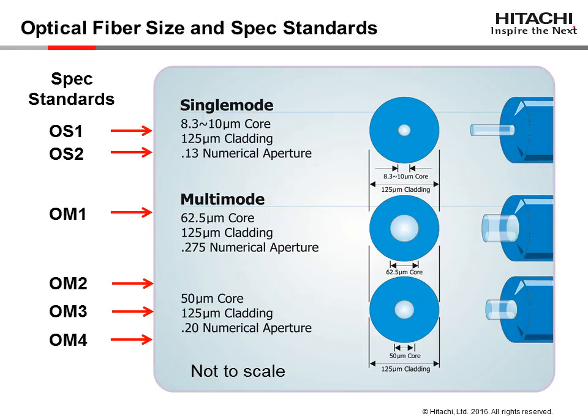This chart graphically illustrates the optical fiber standards differentiated by the fiber core size. OS1 and OS2 is an 8 to 10 micron core single-mode fiber. OM1 is a 62.5 micron core multimode fiber. OM2 through OM4 is a 50 micron core multimode fiber. As mentioned, each OS and OM standard has a specific performance rating.